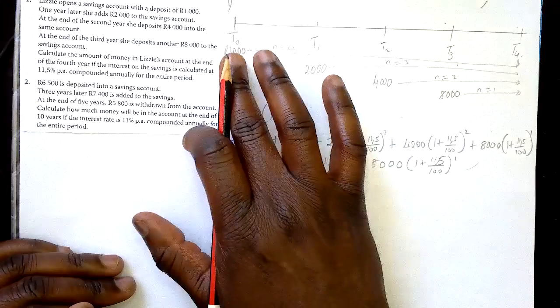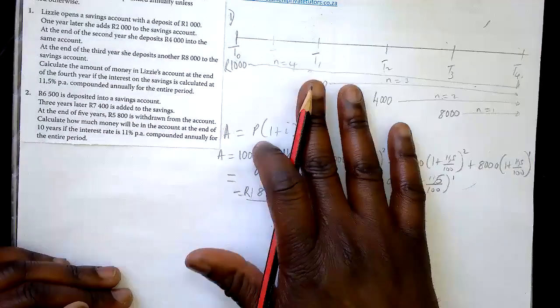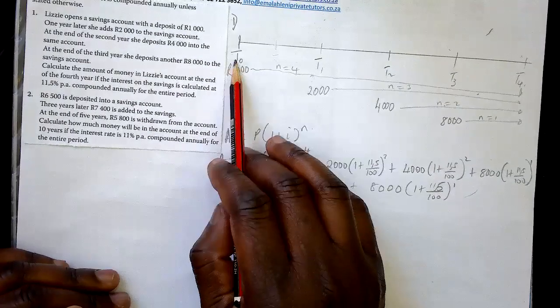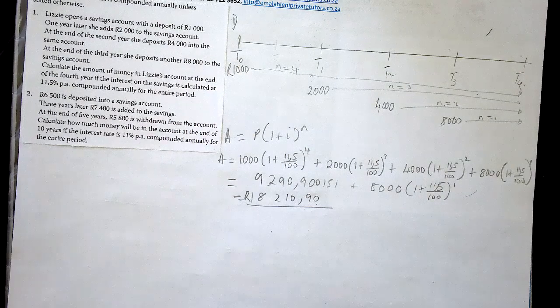Now the 1,000, how many years does it grow? It grows for 4 years. The 2,000, it goes on like that. So we're saying T0, because before we start even counting the year, that's your T0. T1, that's the end of the first year. Like if someone has got 1 year, we are saying it's actually after a period of 12 months.